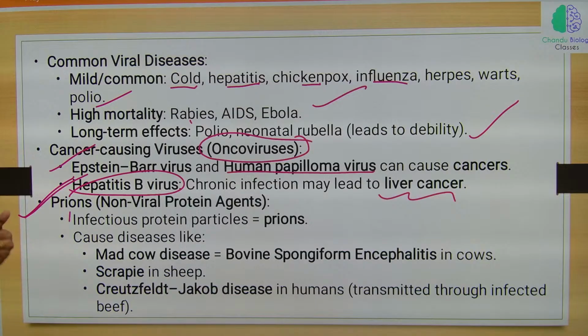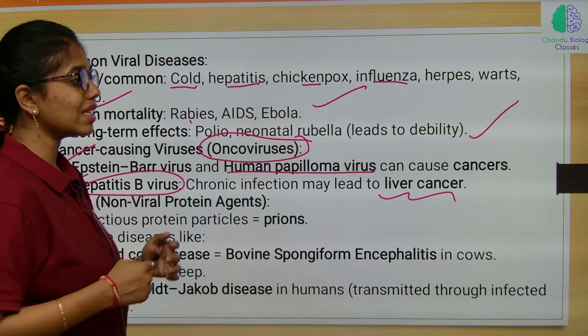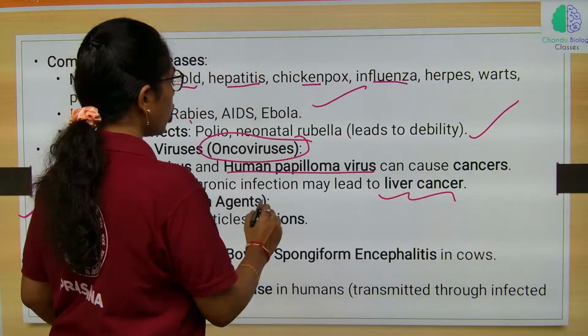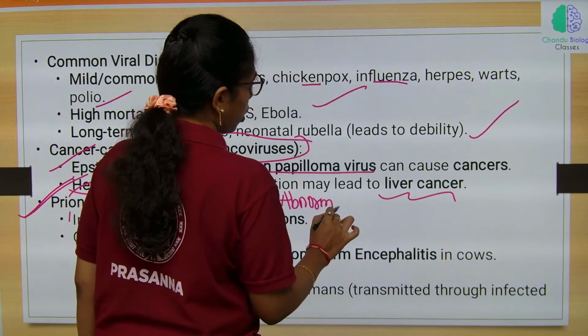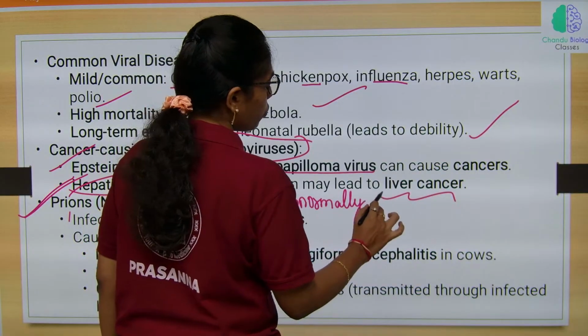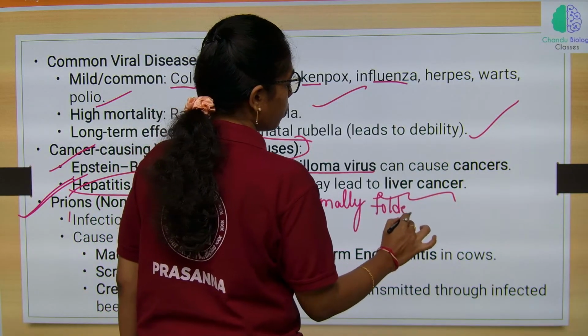Next is prions. Prions are non-viral protein agents. Prions, you can simply define as abnormally folded proteins.